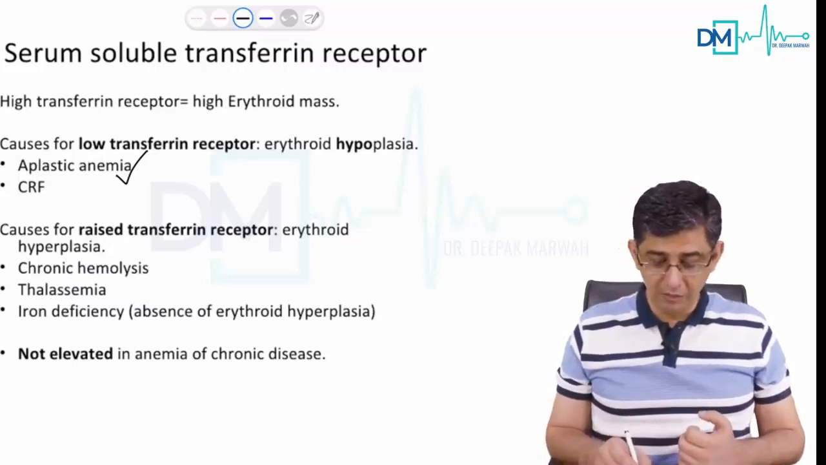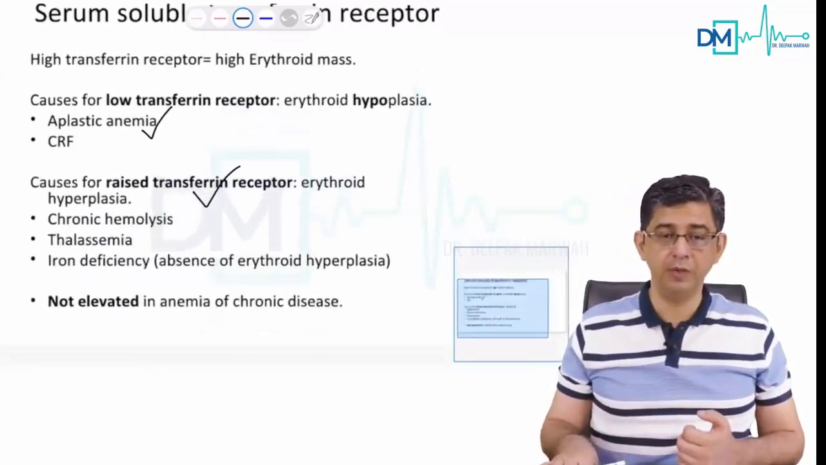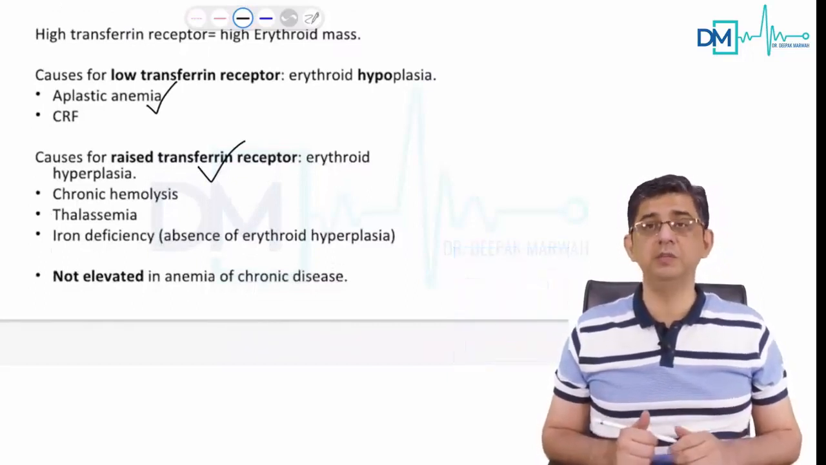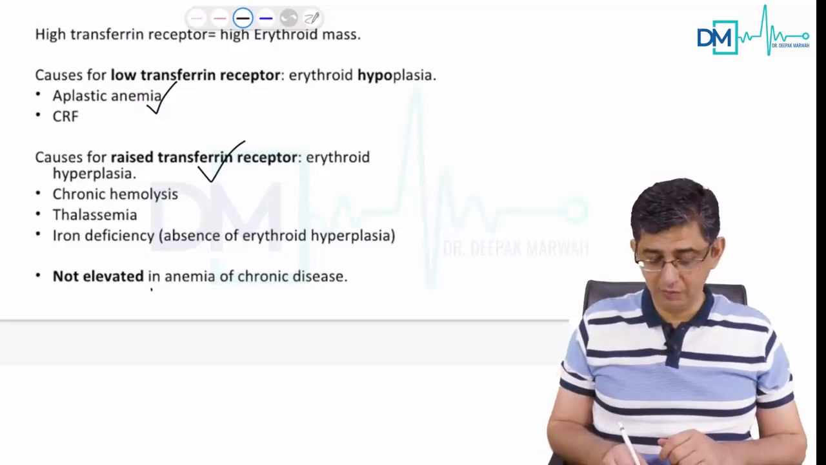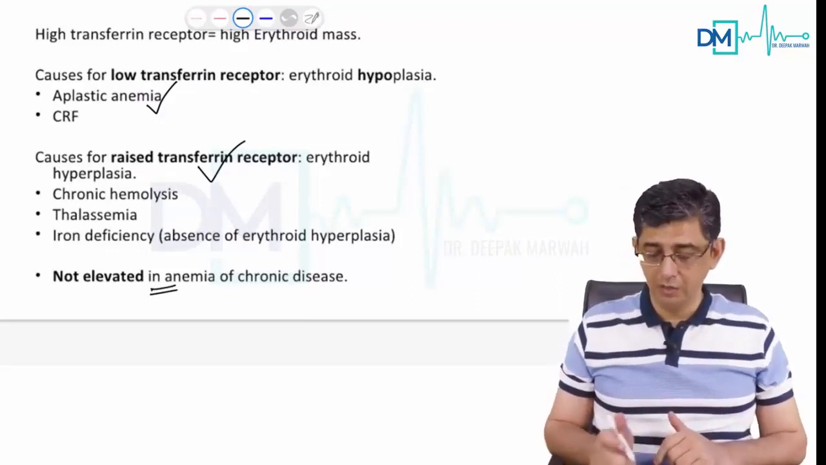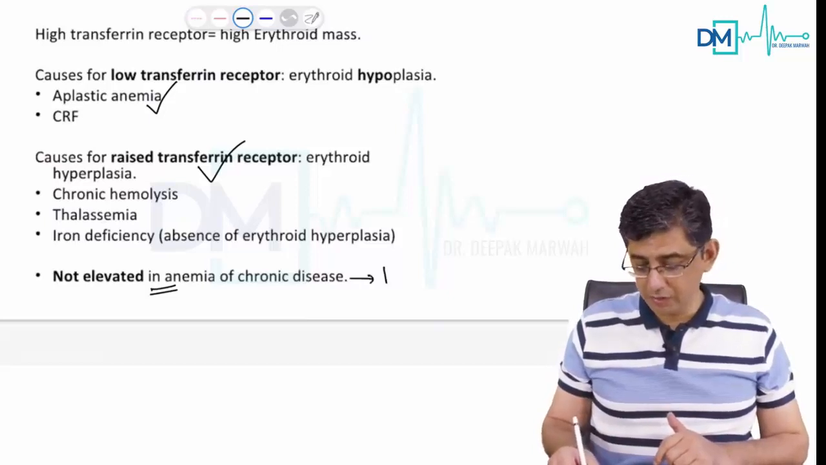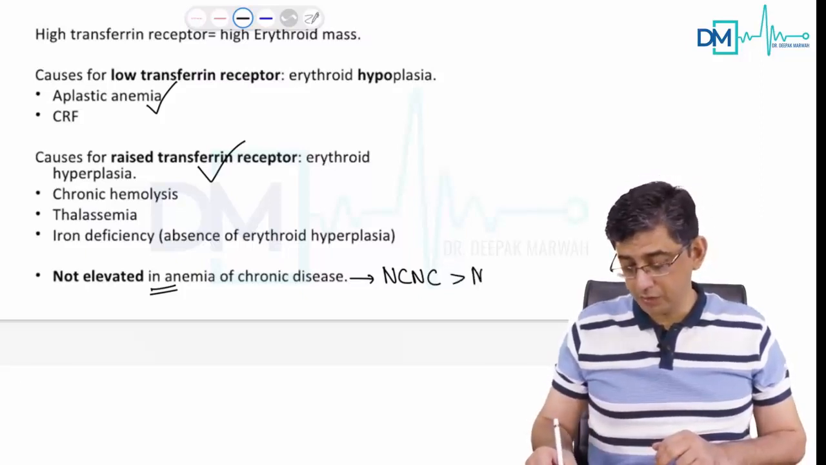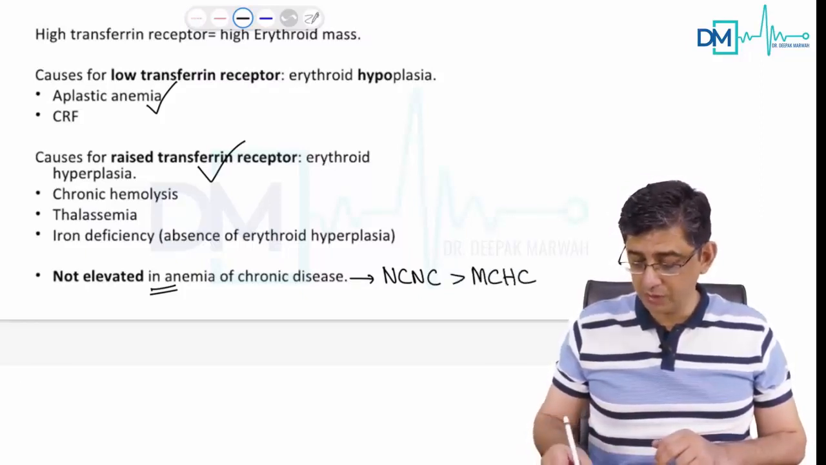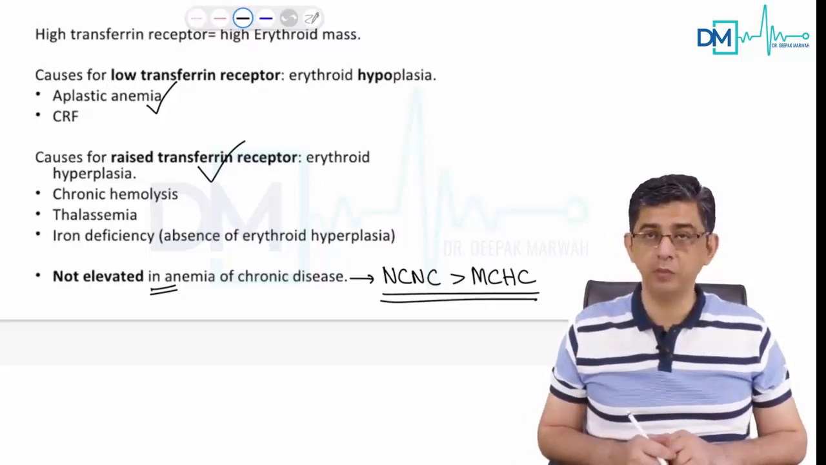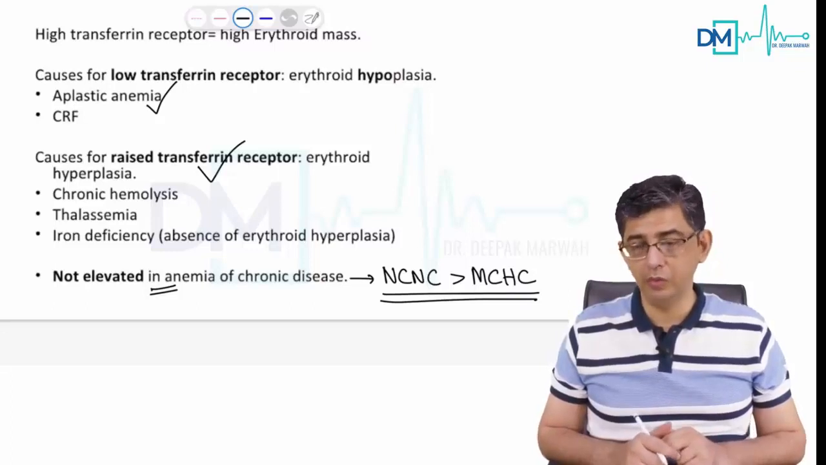But the reasons for raised transferrin receptor values would be conditions like iron deficiency anemia, chronic hemodialysis, and even thalassemia. And this test is definitely not going to have any variation in anemia of chronic disease. The type of anemia in anemia of chronic disease which has also been asked in your MCI exam is normocytic normochromic anemia. When I say that, a lot of you will say that we have read, or a pathologist has said, that this kind of anemia of chronic disease is seen in microcytic hypochromic also. I don't dispute that, absolutely no issues with that.